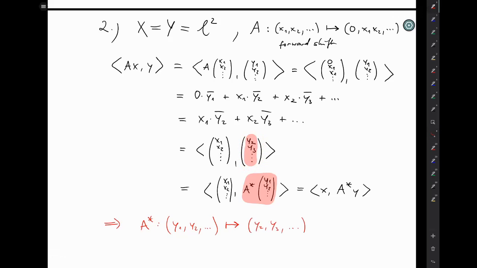So do you see what happened? The original operator A was a forward shift, so every entry of your sequence was shifted one position to the right. And now its adjoint seems to be the backward shift, so everything is shifted one position to the left. In particular, the first entry y1 is getting lost. But actually this result is not a big surprise if you look at it from a matrix point of view. This time we need infinite matrices.